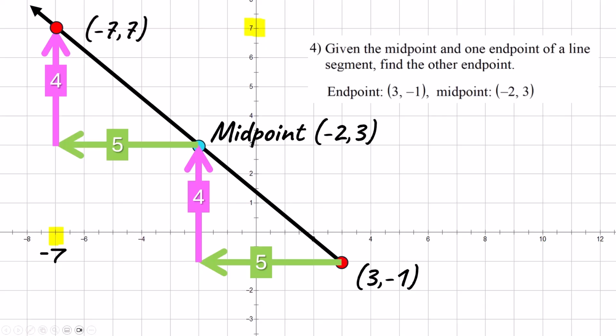So the actual coordinates are -7 and +7, which is what we got when we did the algebra, right? Yeah, I know. I like this method better too.